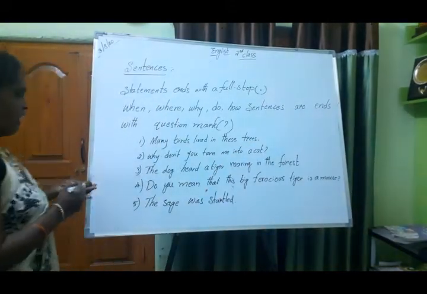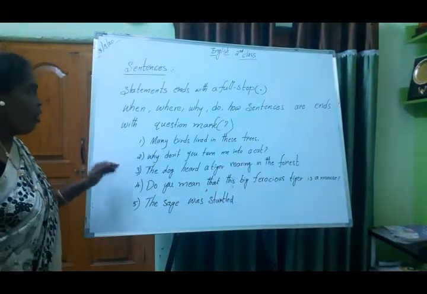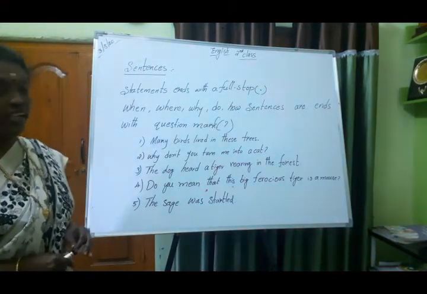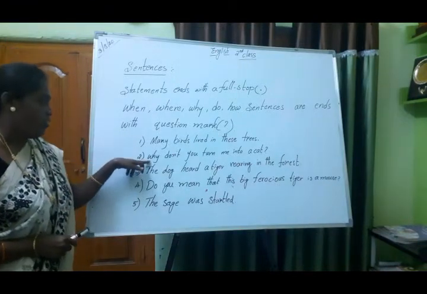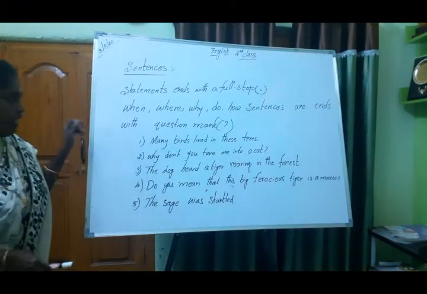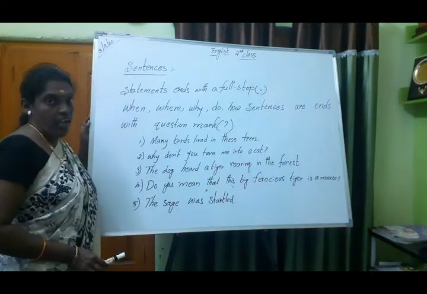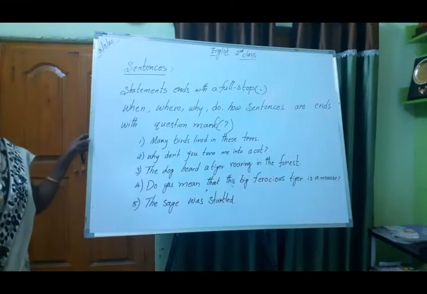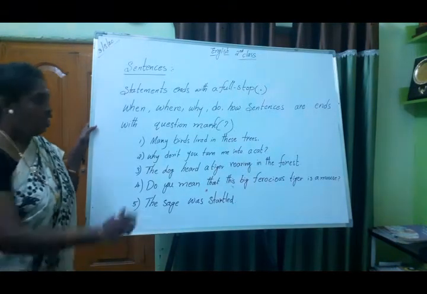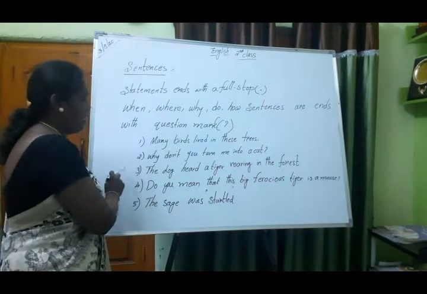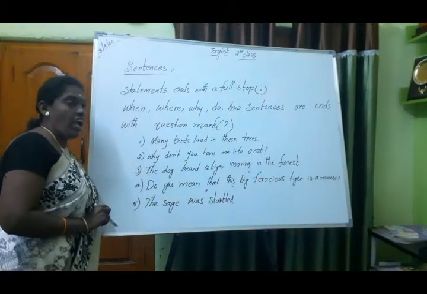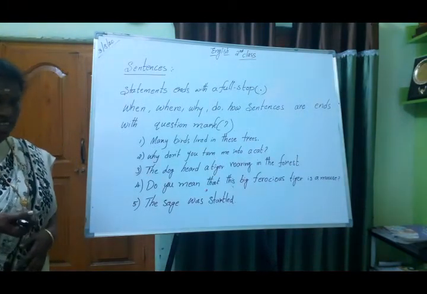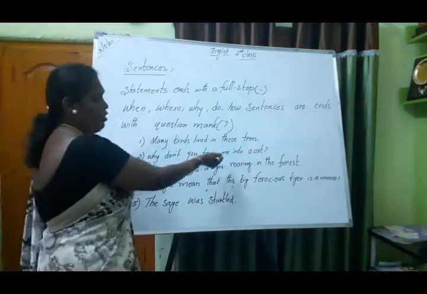Children, see the second sentence here: Why don't you turn me into a cat? The first word here is what, children? Why. Why means this sentence will end with the question mark. Here, what is the sentence? Why don't you turn me into a cat?